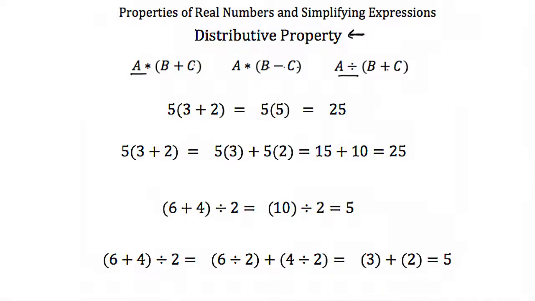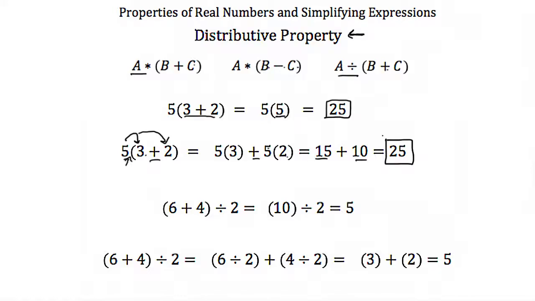Here I have 5 times 3 plus 2 in parentheses. Well, I do the parentheses first, and I'll get 5, because 3 plus 2 is 5, and then I multiply it by 5, and I'll end up with a 25. Well, what if for some reason I didn't want to do it that way? I could take this 5, and since this is a multiplication, I can multiply the 5 with everything that's inside the parentheses. So 5 times 3 plus 5 times 2. Well, 5 times 3 is 15, and 5 times 2 is 10, so that still equals 25.